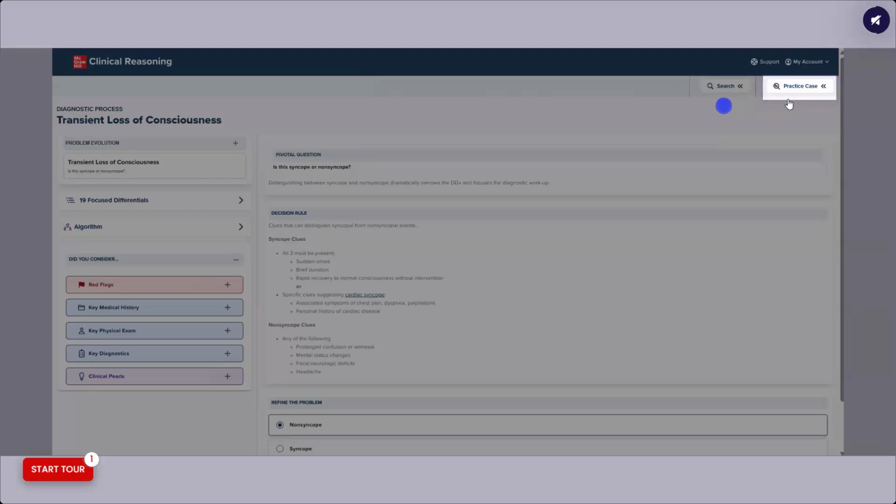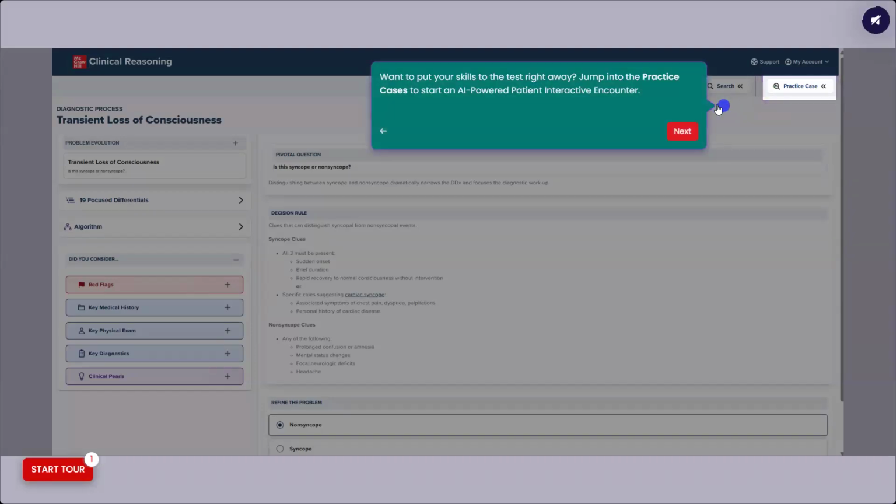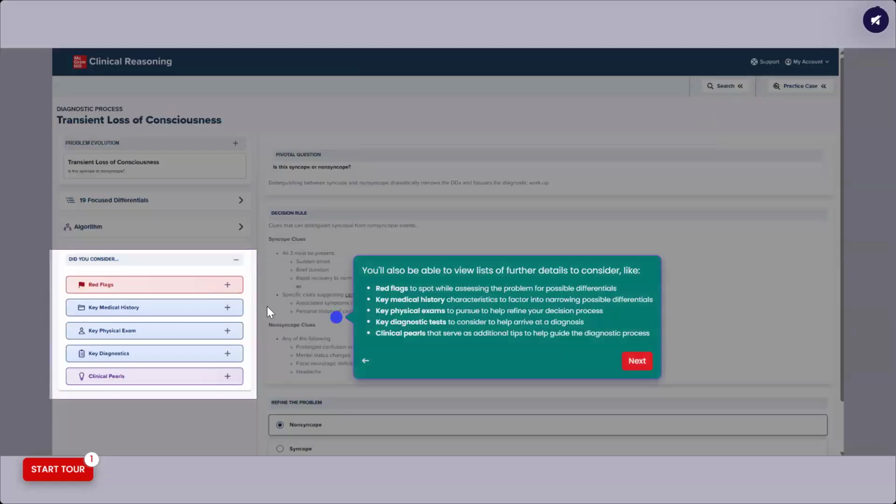We'll get to the practice case in a minute, but if you want to skip all this, you can, and you can directly go to the patient interactive encounter. But it's always really recommended to go through this as it provides step-by-step guidelines, and then you can use the practice case for a more hands-on experience.